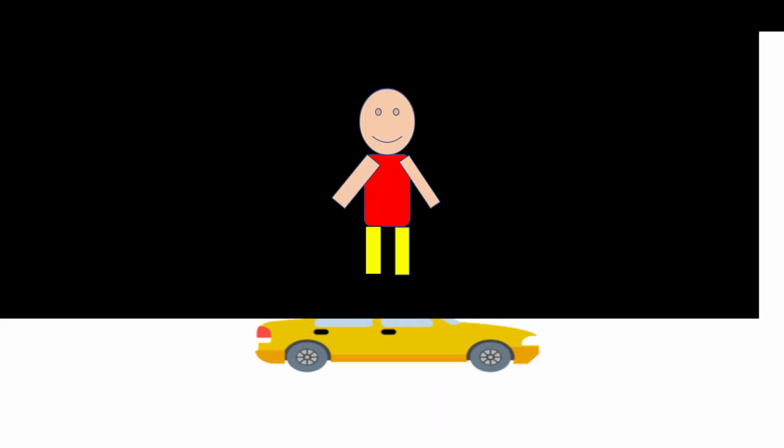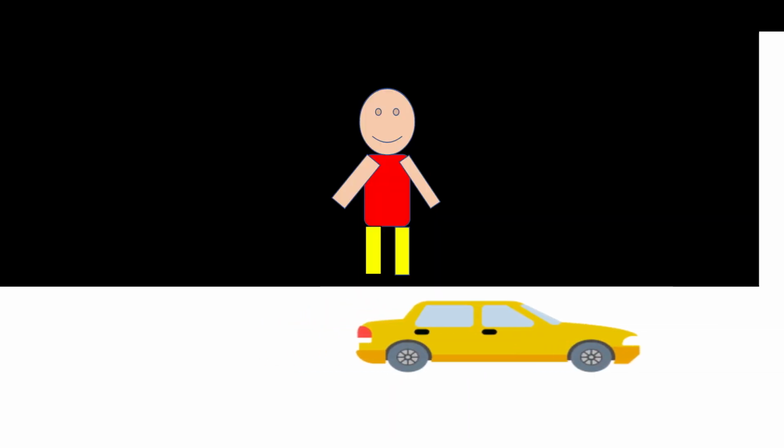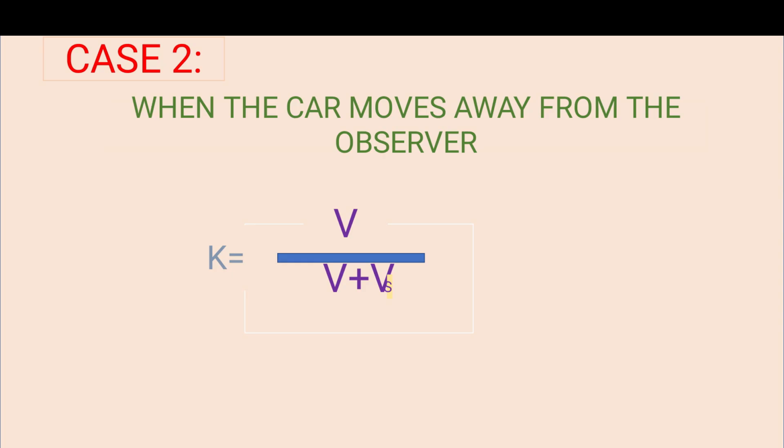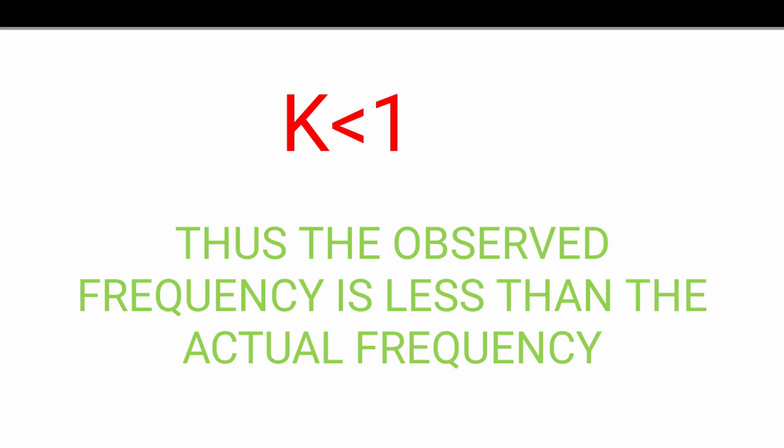But after the source has crossed the observer, it shall start moving away. Now remember I told you, whenever the source or the observer starts moving away, you should reverse the sign in front of it. So the new equation shall look something like this. In this case, the Vs shall make the coefficient be less than 1, and so the resultant frequency will be less than the actual frequency.